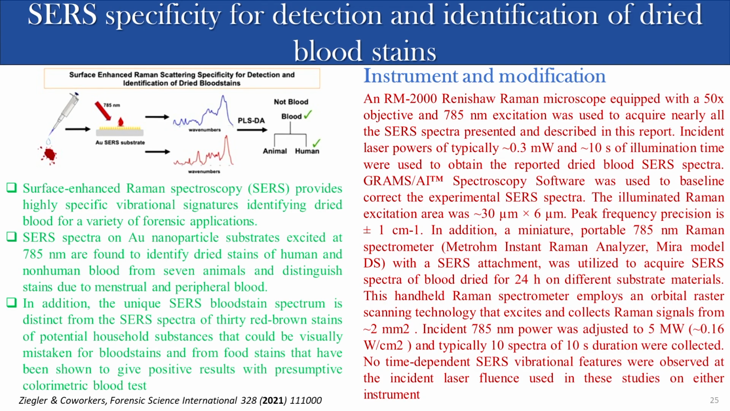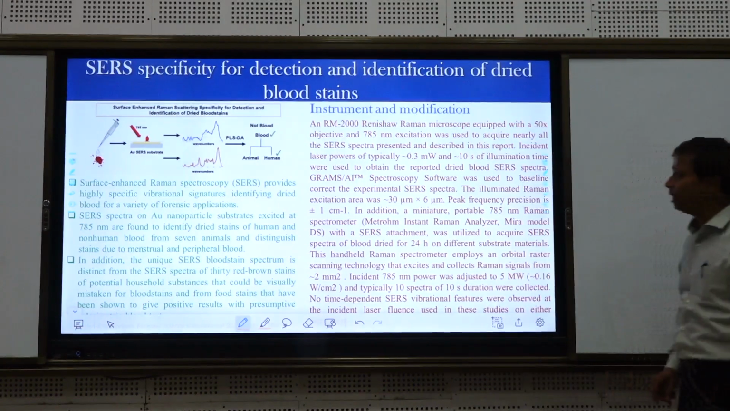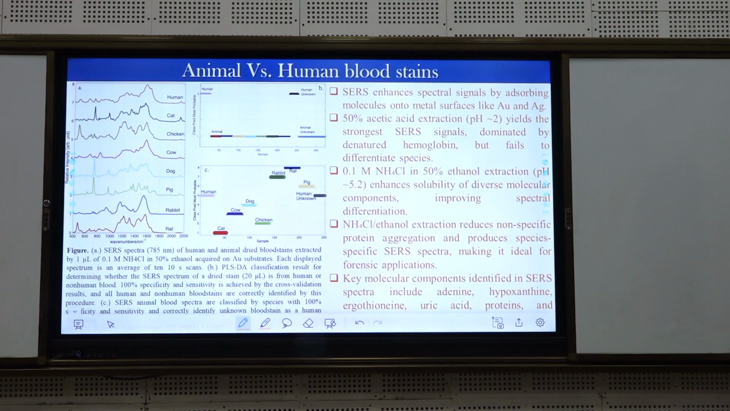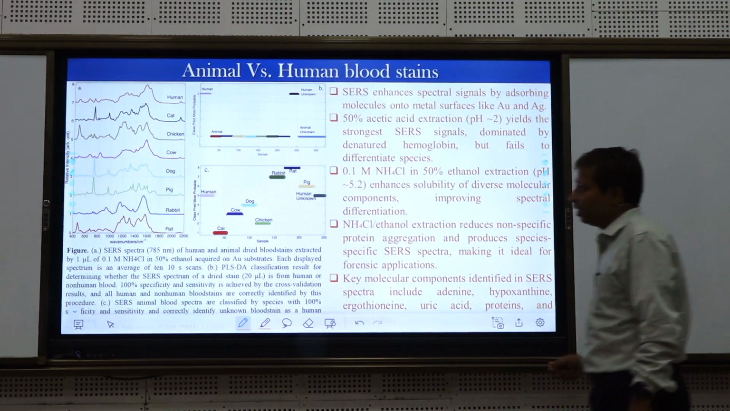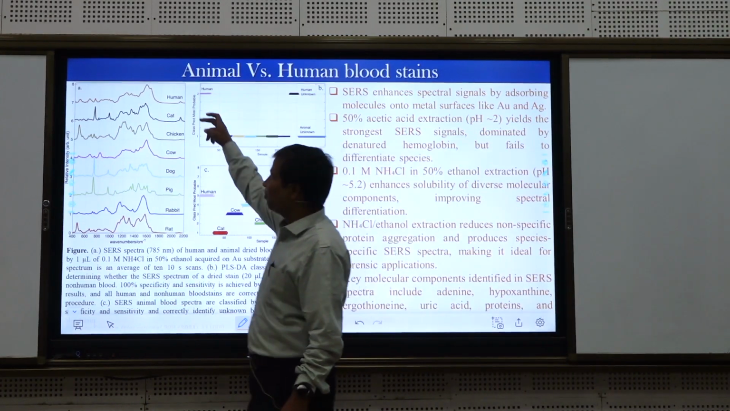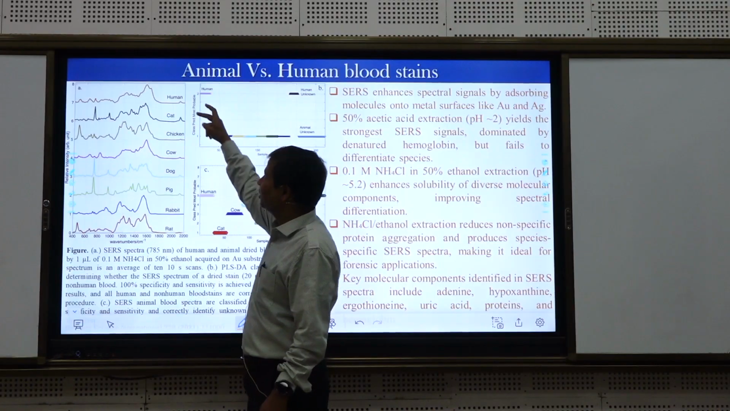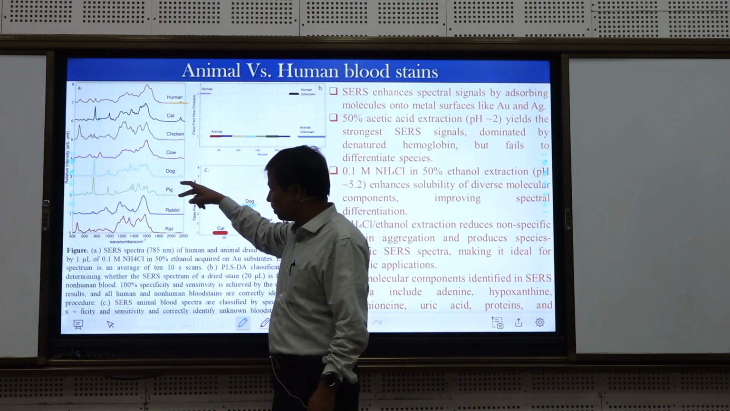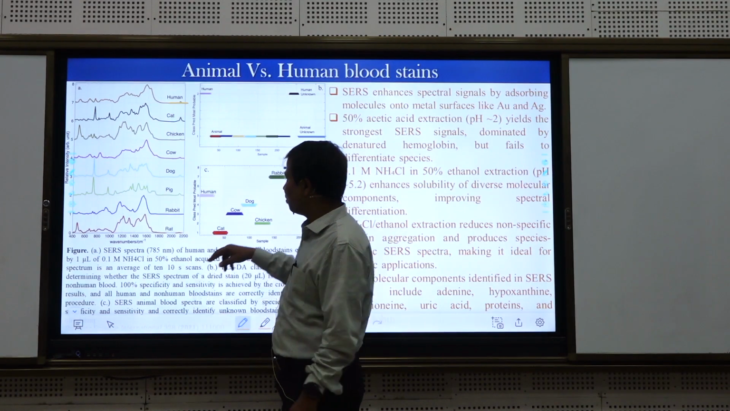So this one is a search from the dried blood sample. Whether a dried blood sample can be used for the Raman spectrum measurement, that they have reported. And this one is whether the blood is from human or animal. So they have taken the Raman spectrum of all the different types of blood. This one is the human, then cat, chicken, cow, dog, pig, rabbit and rat.